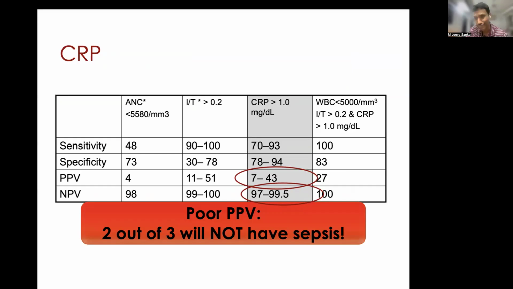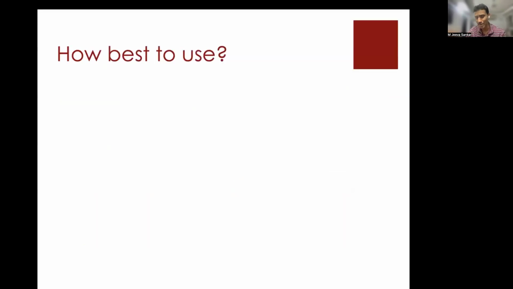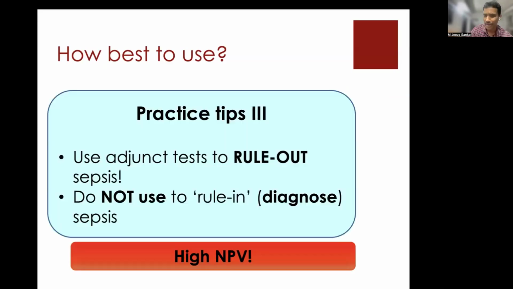2 out of 3 will not have sepsis even with a positive CRP. So think about it. Use a CRP if it's negative, so you can stop antibiotics. But if it's positive, don't start antibiotics; you still think whether you can start or not. So basically, use the principle of high negative predictive value.